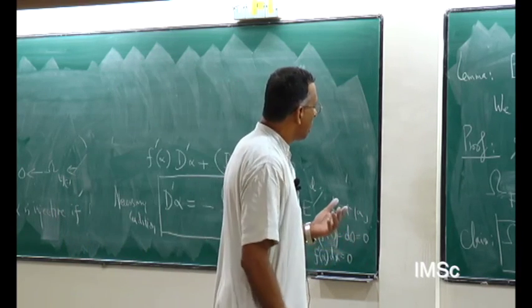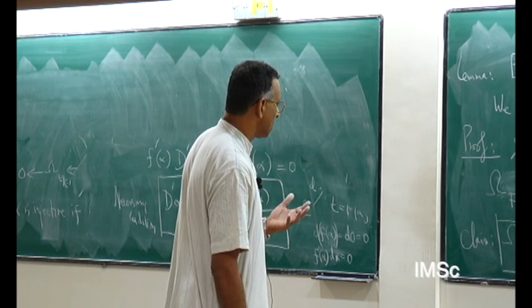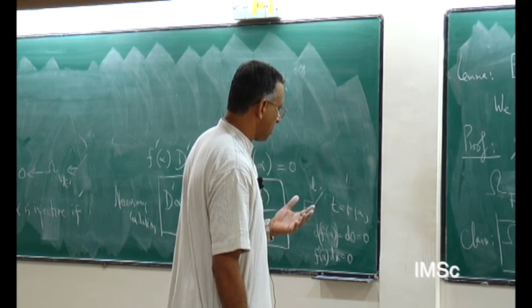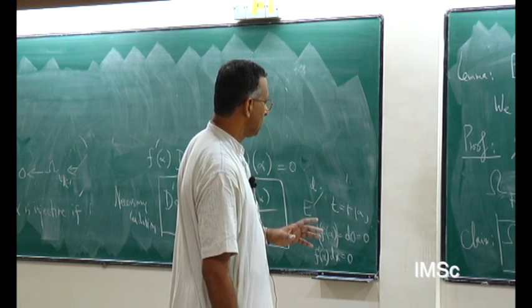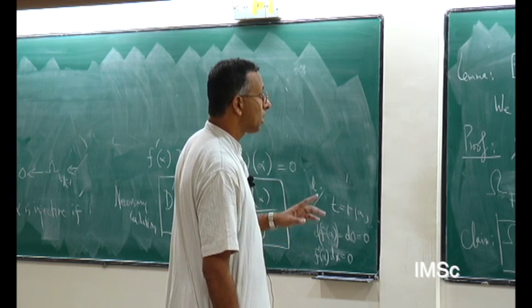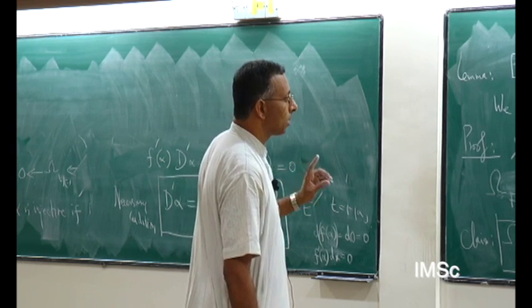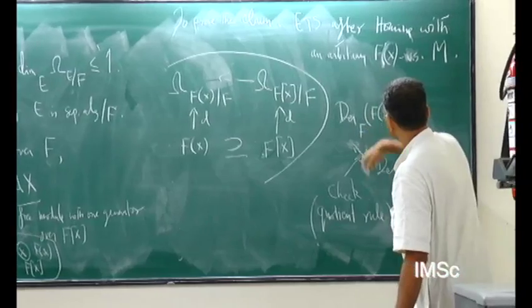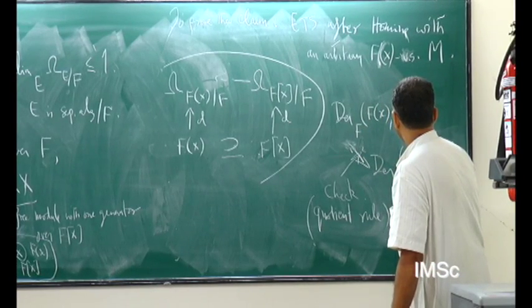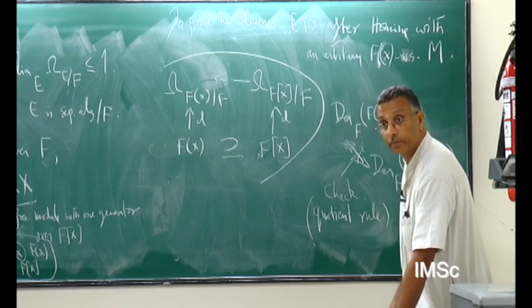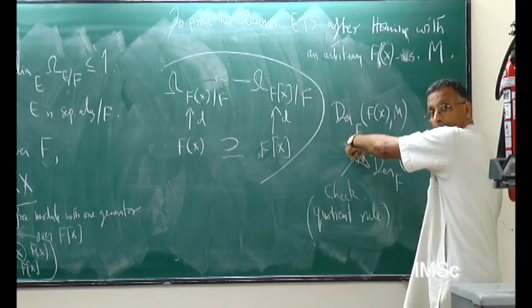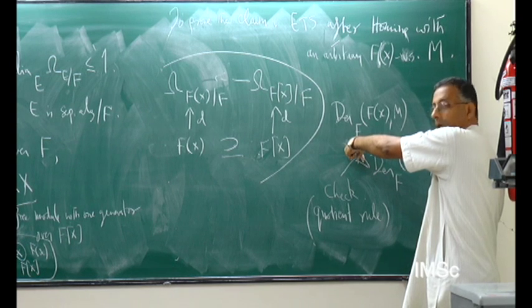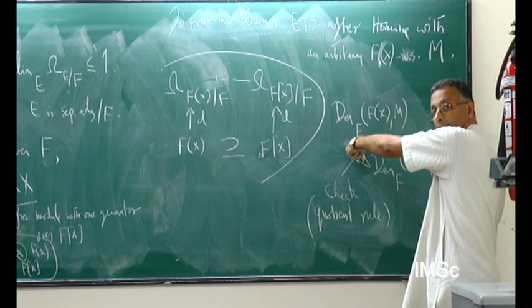Okay, so let's see. What I am going to claim is that this map here is injective in any case. What is involved in that?